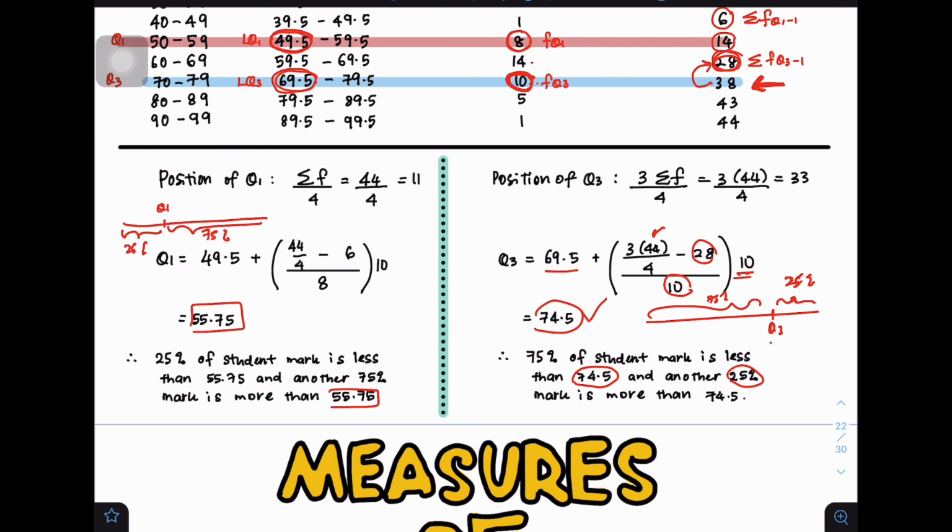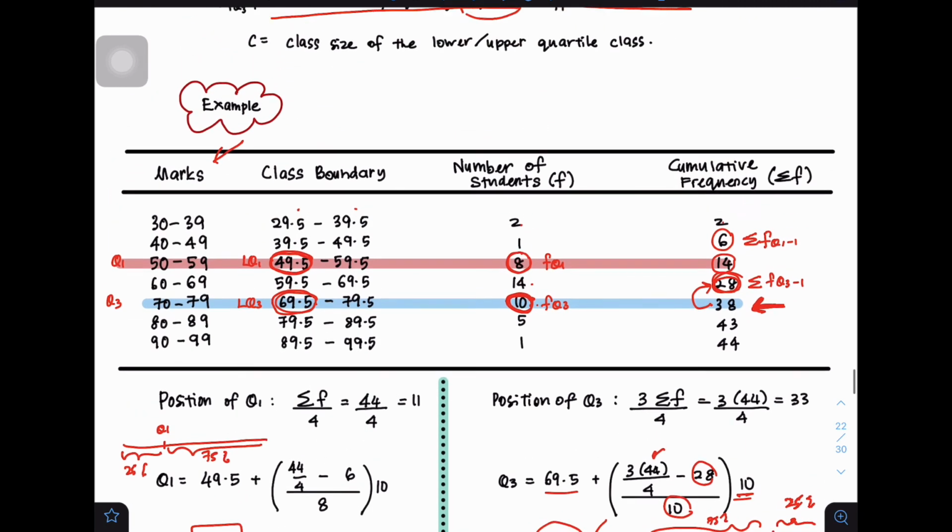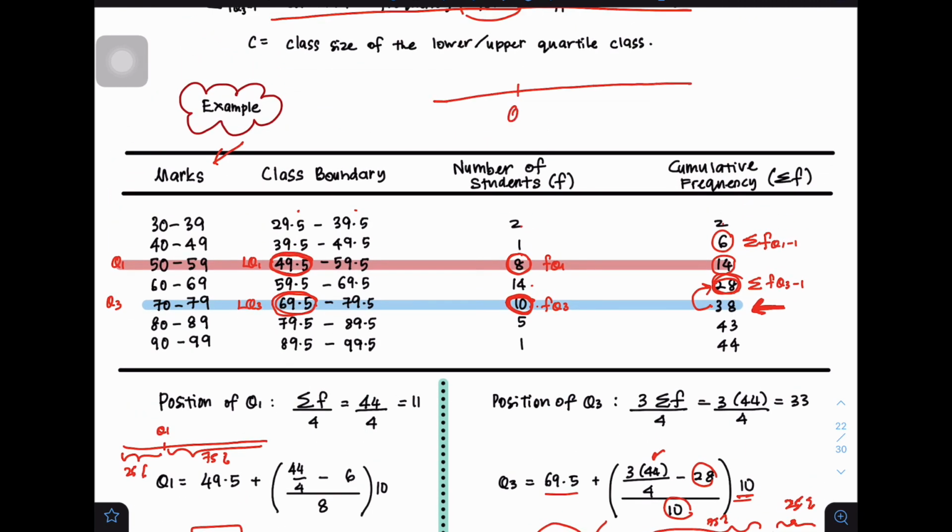Okay, so itu adalah conclusion yang kita boleh buat dengan menggunakan quartile untuk kita tengok taburan. Berapa banyak yang skor di bawah Q1, berapa banyak yang skor di atas Q1, berapa banyak yang skor di bawah Q3, berapa banyak yang skor di atas Q3. Okay, dan awak kena tahu Q1 dan Q3 ini dia membahagi data kita kepada, kalau Q1 bawah ada 25%, atas ada 75%. Kalau Q3 atas dia 25, bawah dia 75. So ini adalah quartile.